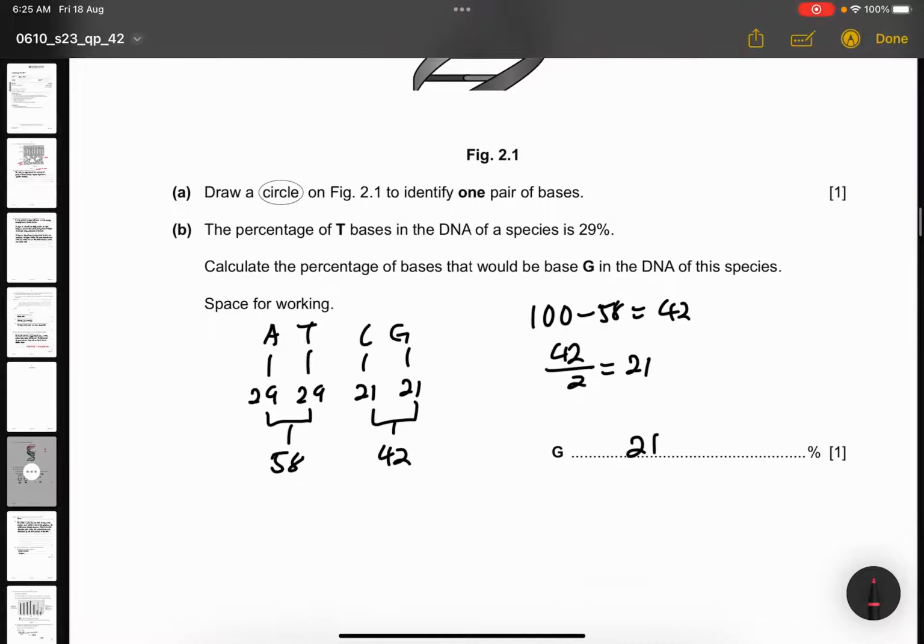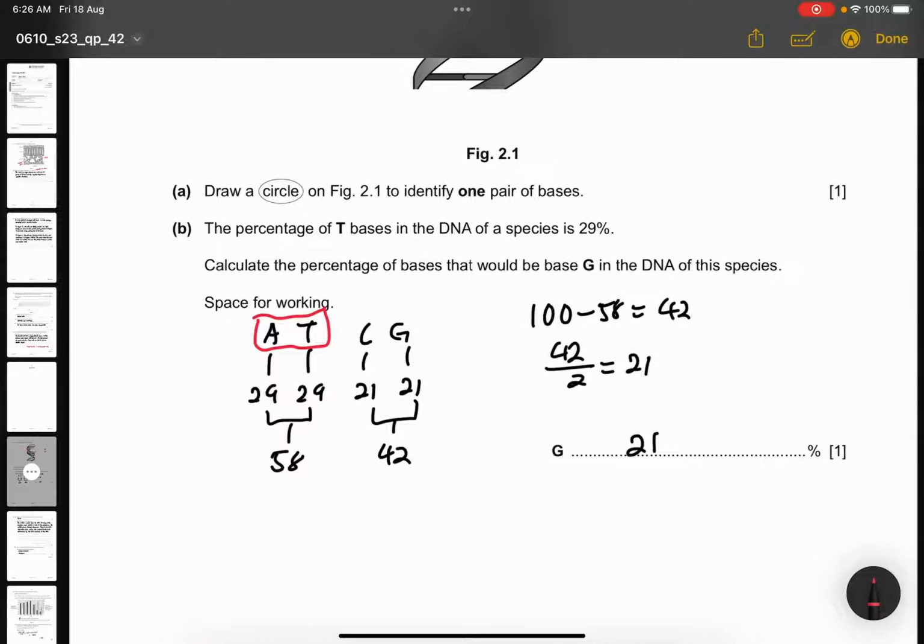Part B. The percentage of T bases in the DNA of a species is 29%. Calculate the percentage of bases that will be base G in the DNA of the species. How do you solve this one? It's actually very simple. Since T is 29%, but this is only for one, remember that T also binds with A, so they need to have the same amount of bases. So it's 29 plus 29, which is 58. Since percentage is out of 100%, we use 100 minus 58, and we get 42.